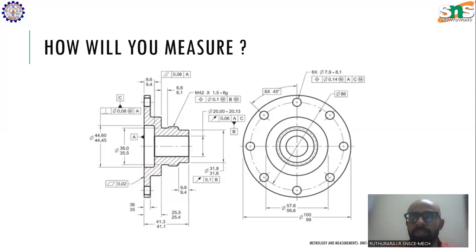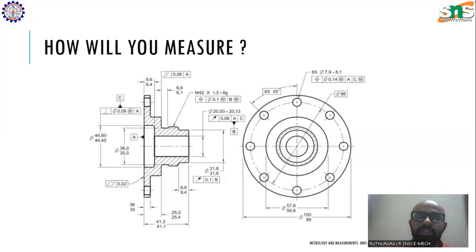So this coupling has to be assembled with other components. For example, this coupling will be housing a bearing, and the bearing in turn will be housing a shaft. So everything has to fit perfectly in order to ensure that the machine runs properly. How it can be done is by measuring each and every component. So how will we measure that? We will see that in the subsequent lectures.